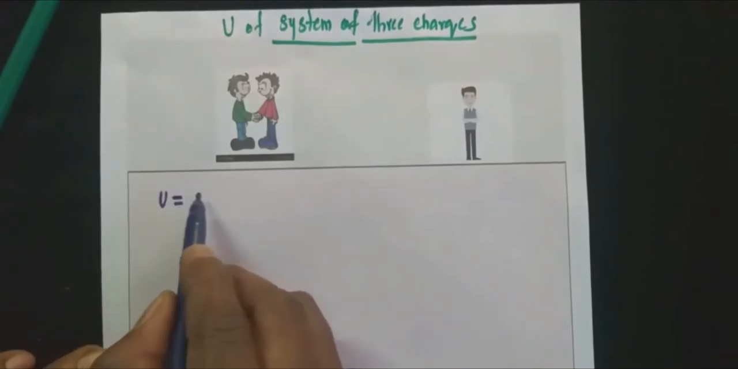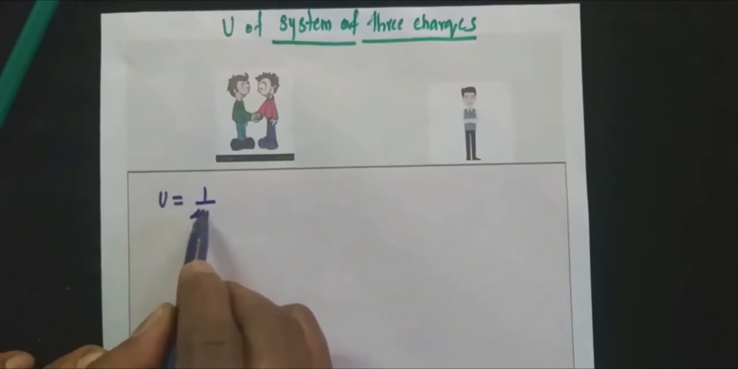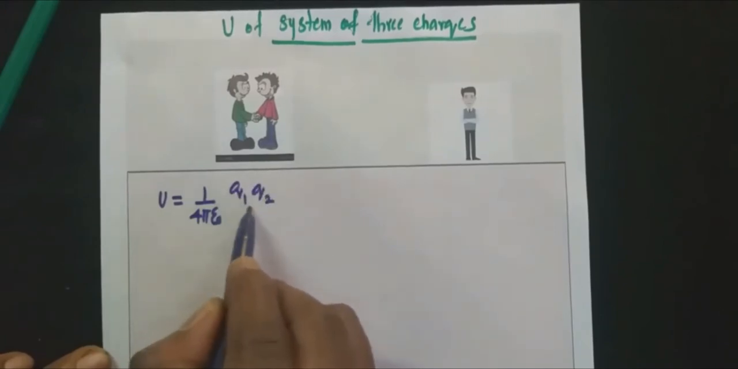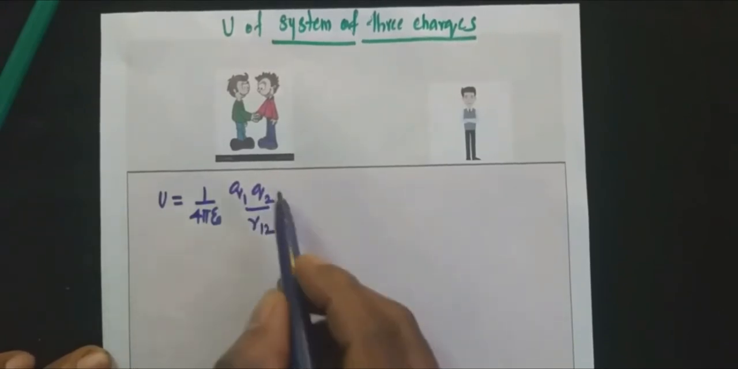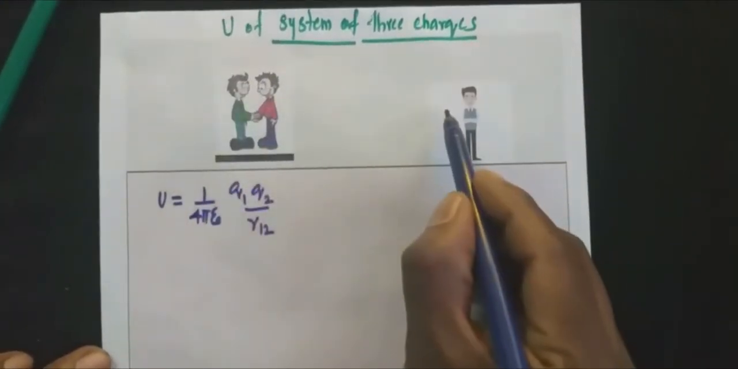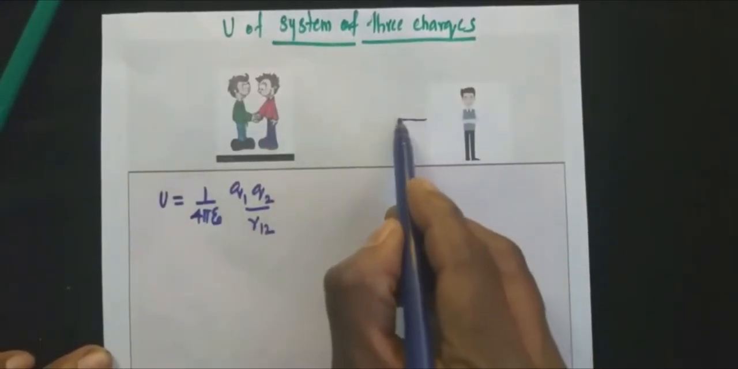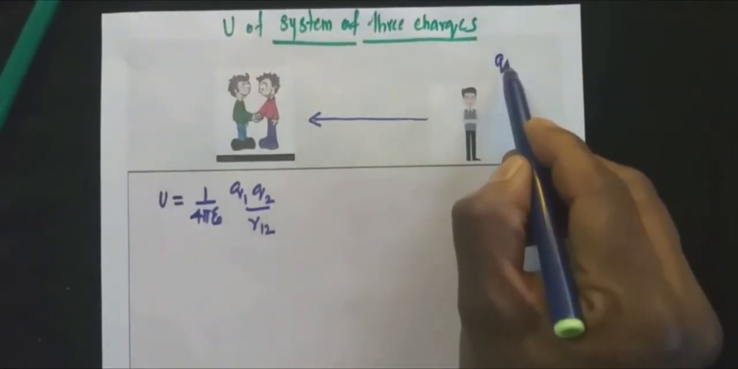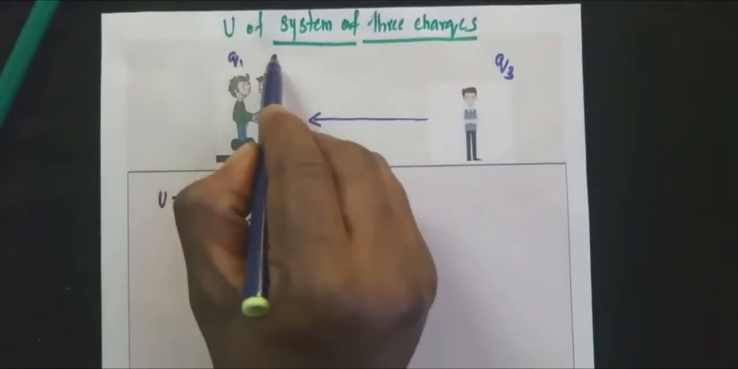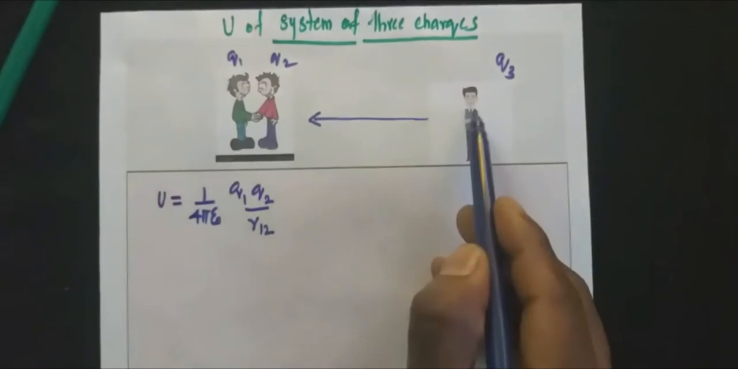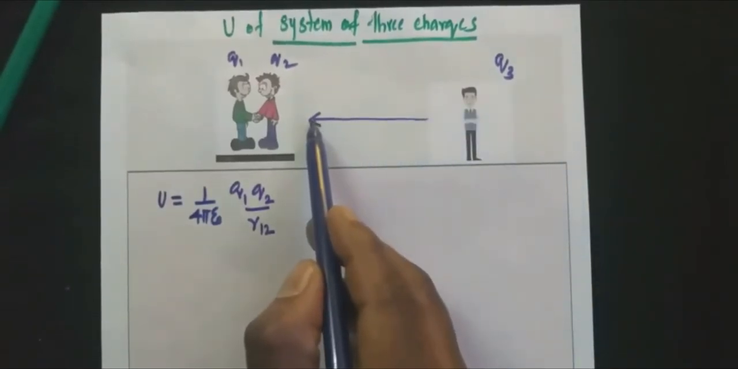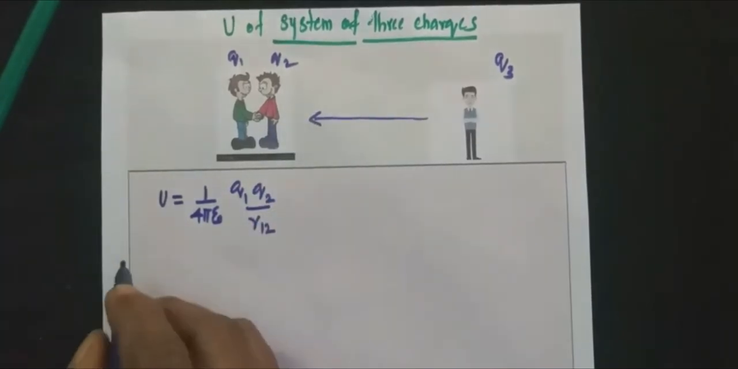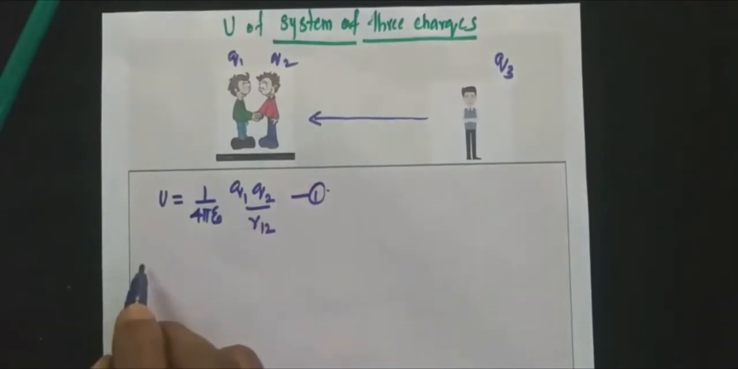So I am just rewriting the potential. U is equal to 1 by 4 pi epsilon 0 Q1 Q2 divided by R12. What is this? This is the potential between you and your nearest friend. So the third friend is trying to come to your field with his charge Q3, and Q1 is your charge, Q2 your nearest friend's charge. So definitely Q3 will interact with the potential produced by both of you, that is Q1 and Q2.